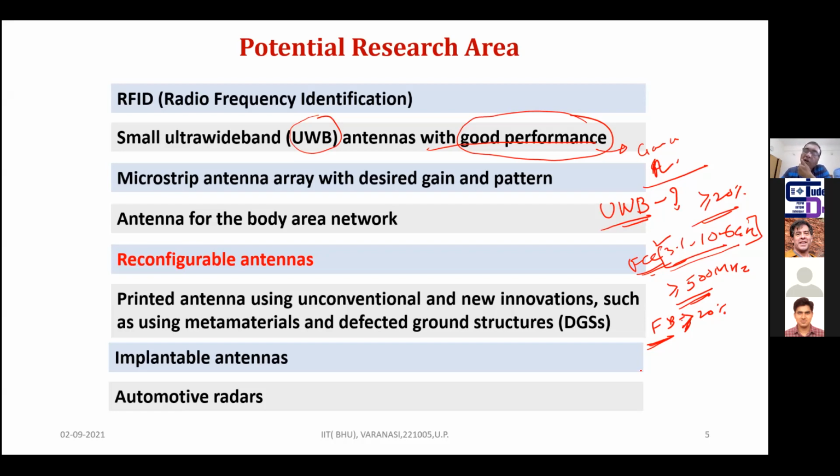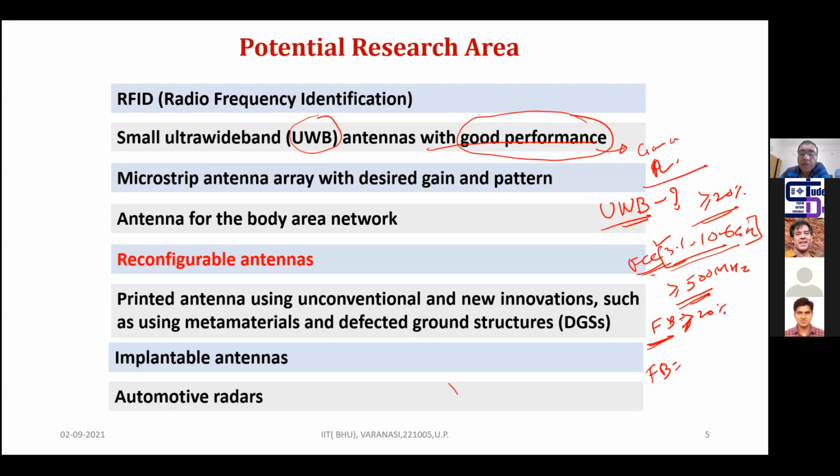If you know the formula of fractional bandwidth, you can very easily find it. In practice, we can get around 80% also. What is the formula of fractional bandwidth?